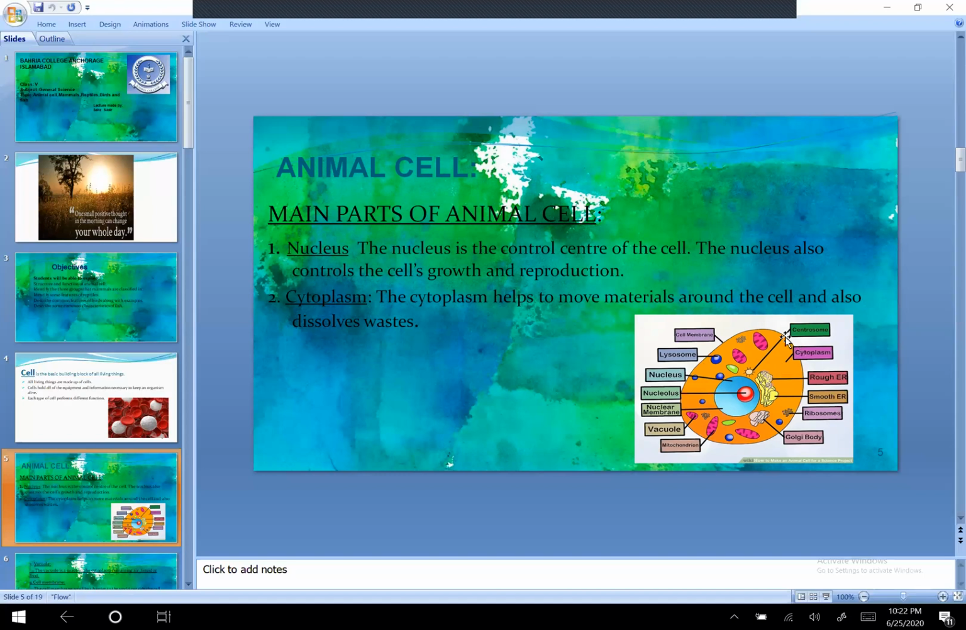Similarly, this boundary wall, cell membrane, allows only and only those things inside the cell which are necessary for the cell. And those which are not important, not necessary, it will not allow those materials to enter into the cell. Okay.